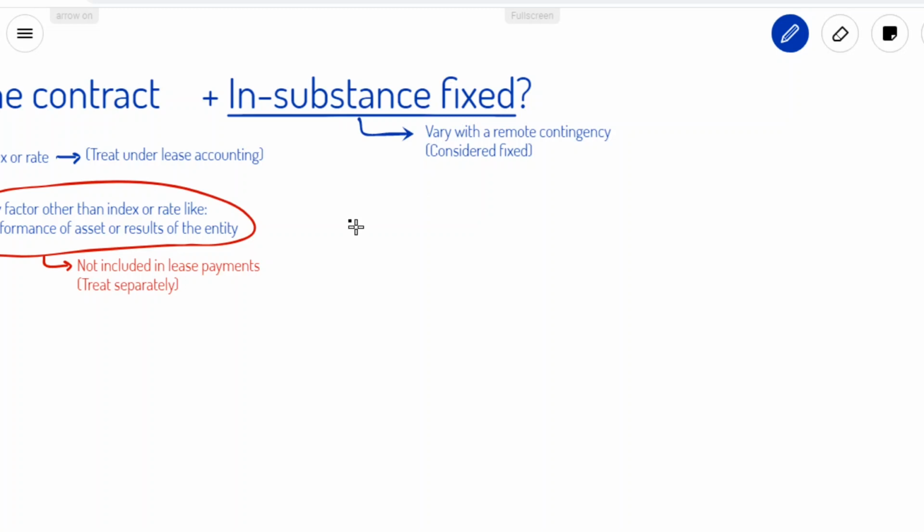So these payments will be considered in substance fixed payments. And obviously in substance fixed payments, if the original payment was $100 and the variable component was $200 extra, which could have made it $300, the in substance fixed payment is actually $100 because those extra $200 are not expected to be paid because they are contingent on a very remote possibility.